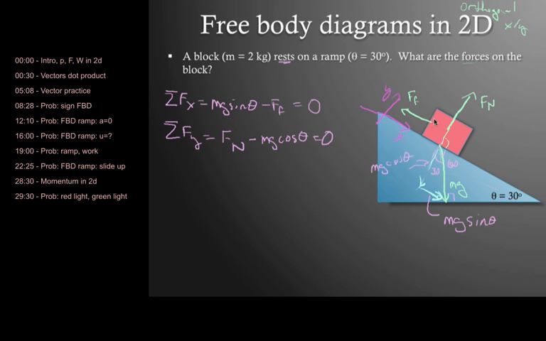So right away I could go ahead and find out what Fn and Ff are going to be. My frictional force, if this guy is at rest, is going to be mg sine theta. And my normal force has to be mg cosine theta. If you want some numbers here, you can find out that the friction force has to be 9.8 newtons, and this guy is 17 newtons.